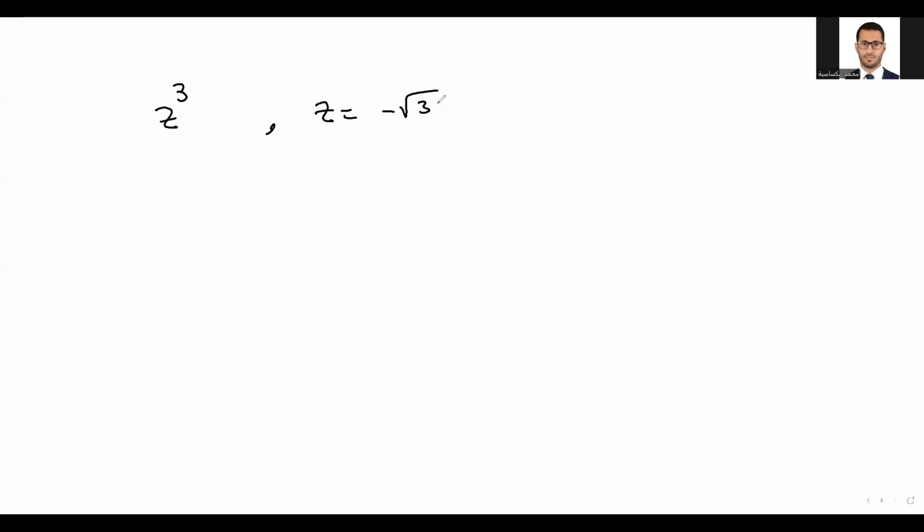negative square root of 3, minus i. So to find z cubed, we need to compute (negative square root of 3, minus i) all to the power of 3. It is quite a big expansion to do, but if we use the polar form, we switch this rectangular form to polar form, and it would be much easier. This is the motivation here.